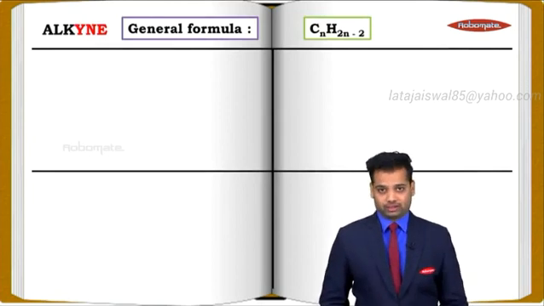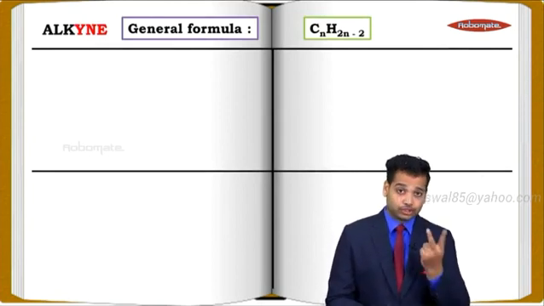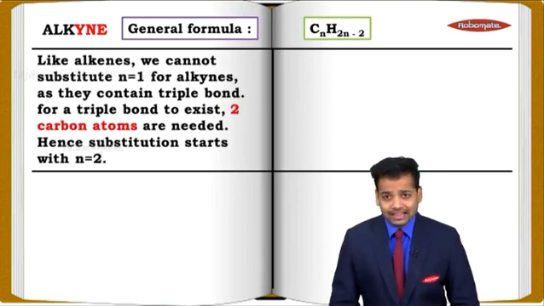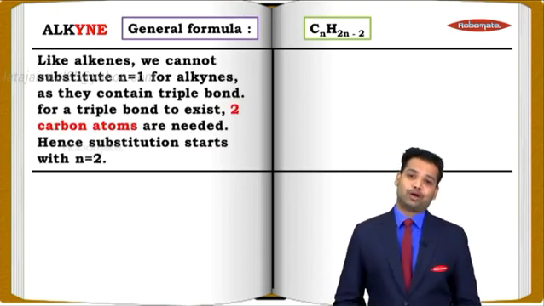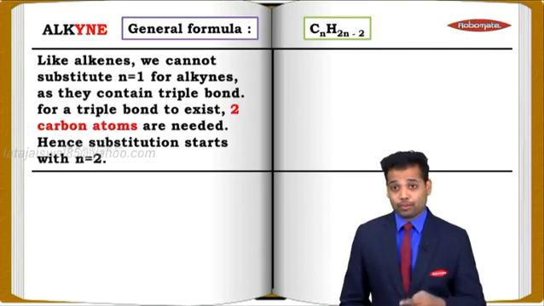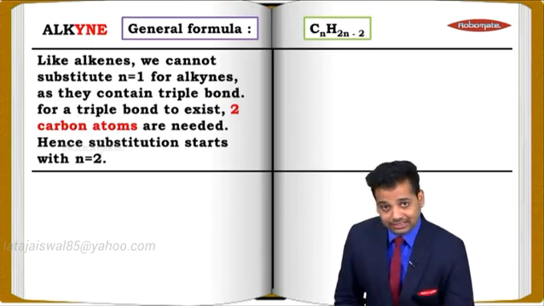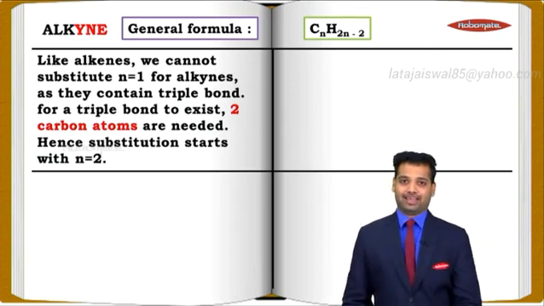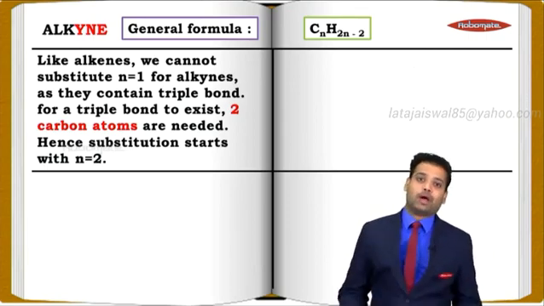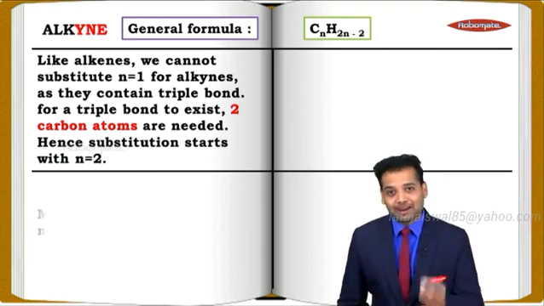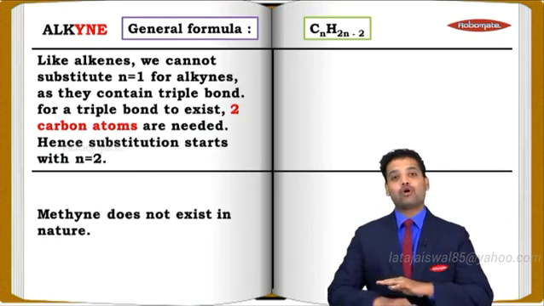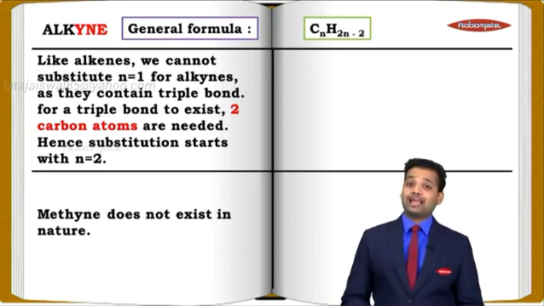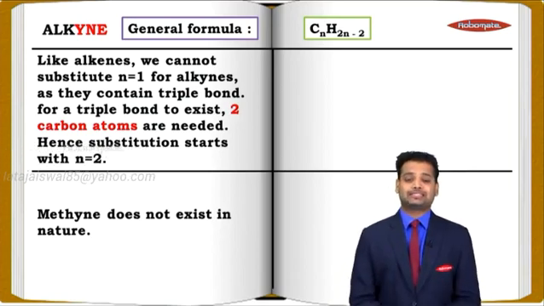And if you put n equal to 1, C1H(2 into 1), that is 2 minus 2, 0. So basically you are drawing a C. Like alkenes, we cannot substitute n is equal to 1 for alkynes, as they contain a triple bond. And for a triple bond to exist, 2 carbons are necessarily important. How can 1 carbon have a triple bond with no one? So it does not make sense. Carbon number 1 would not be possible for an alkene and an alkyne. Therefore, a methyne simply does not exist.